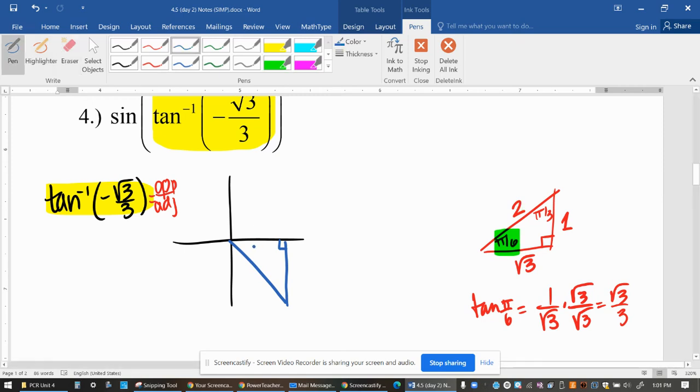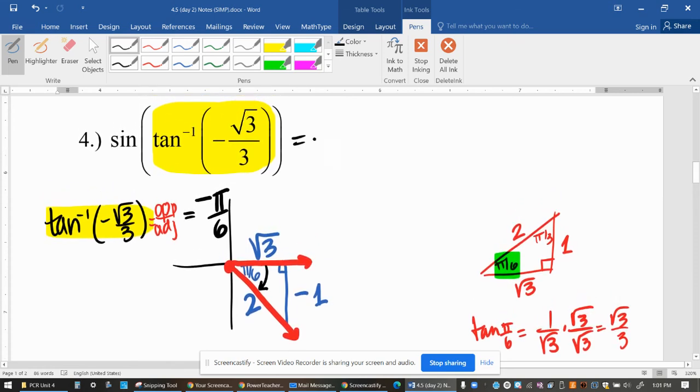But if you look, even though our reference angle is pi over 6, and we'd get side lengths -1, √3, and 2, that actual angle is negative pi over 6. So the actual angle is negative pi over 6, because you have to go down into quadrant 4 to get it.